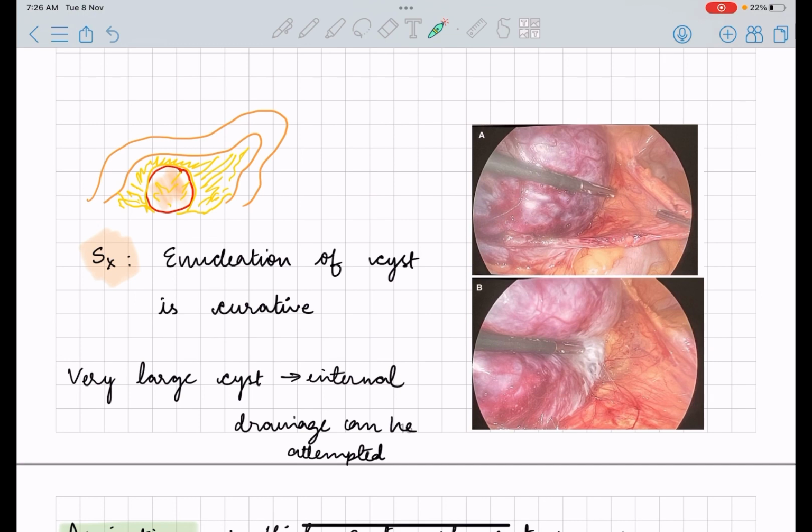If the cyst is very large, if enucleation is not possible, then an internal drainage can be done. That is, we can take a bowel loop of jejunum and make an anastomosis between the cyst and the bowel wall. Thus, the cyst fluid will drain into the intestine. That is called internal drainage.